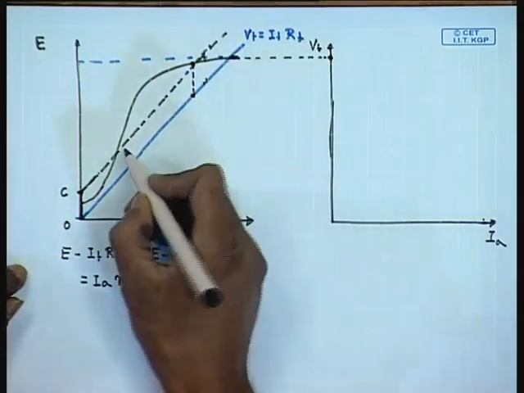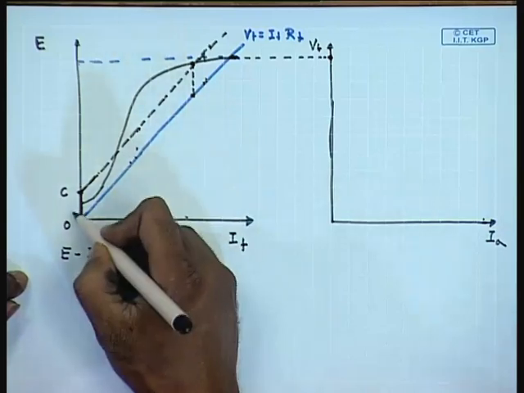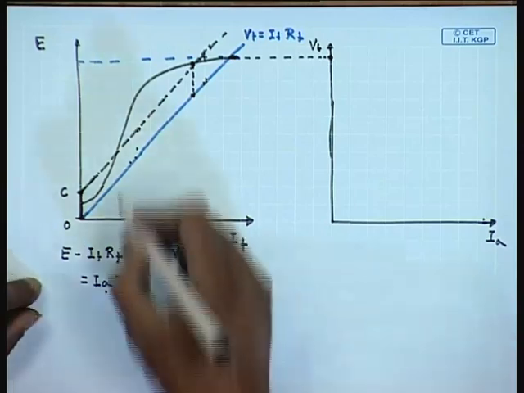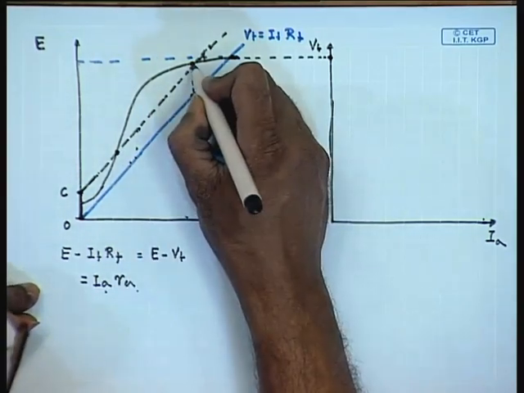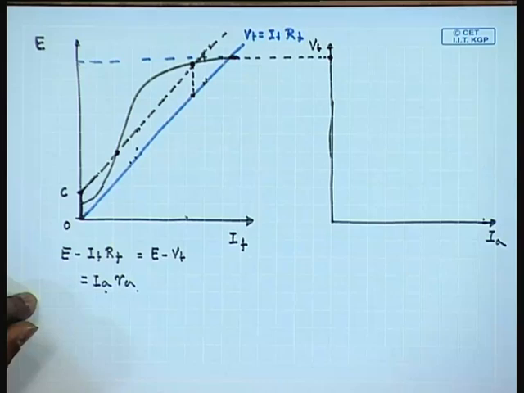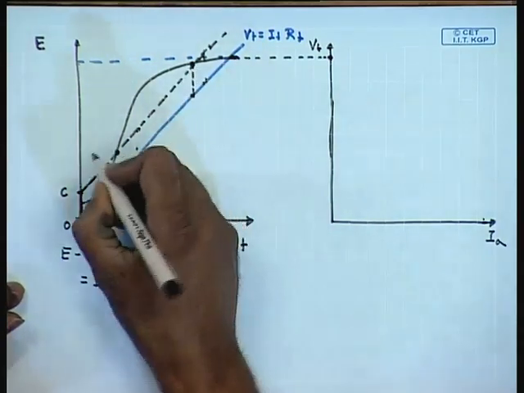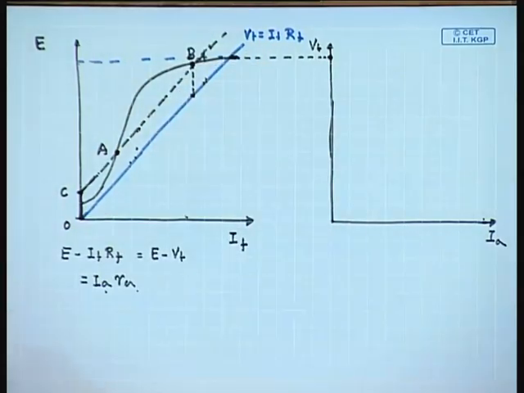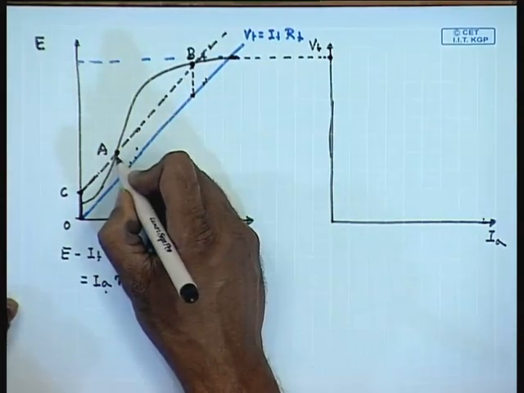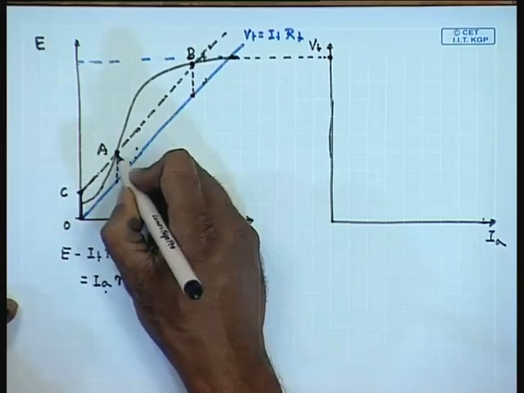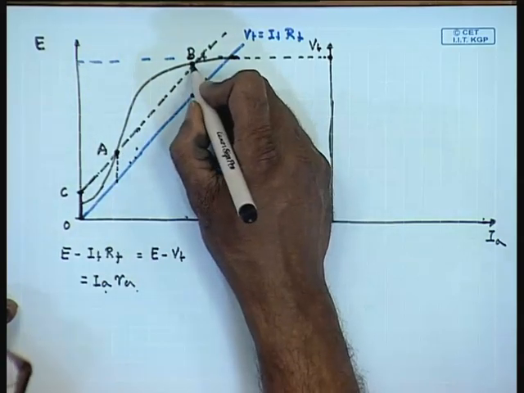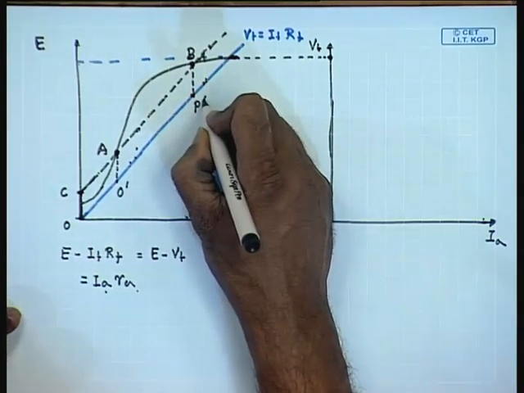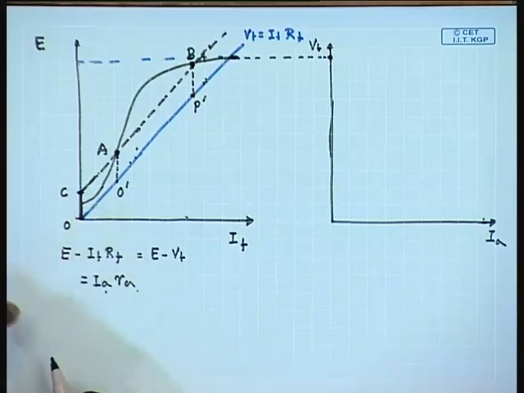So, the vertical difference between these two lines is always equal to IA RA. We see that this load line intersects the OCC at 2 points, at A and at B. The vertical distance between the line sections A O dashed and B P dashed are same as IA RA.